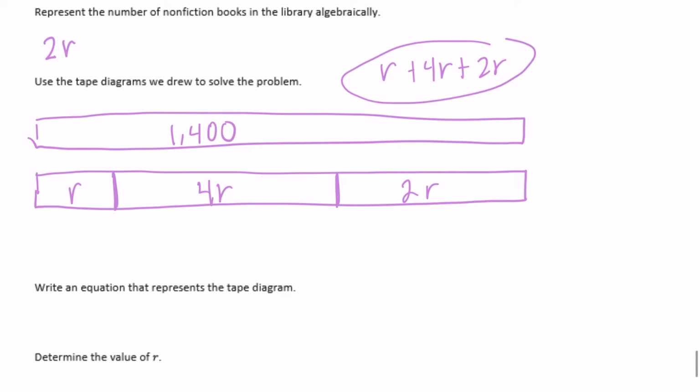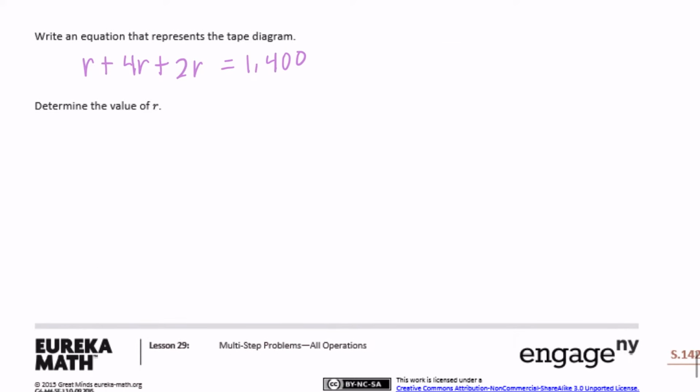Write an equation that represents the tape diagram. So I kind of already did. We just need to write R plus 4R plus 2R is equal to 1,400. Determine the value of R. Okay, so we have R plus 4R plus 2R is equal to 1,400. So R plus 4R would be 5R, plus another 2R would be 7R. So 7R is equal to 1,400.